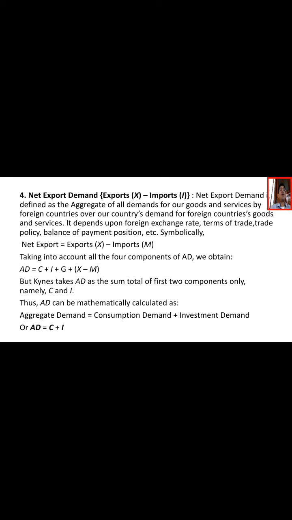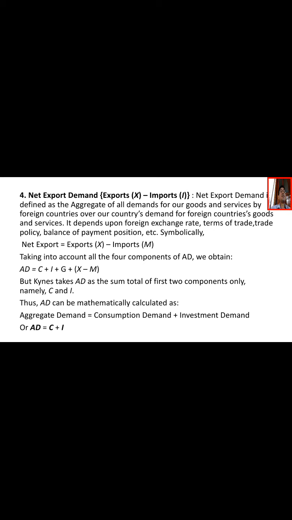Taking into account all the 4 components of AD, we obtain AD is equal to C plus I plus G plus X minus M. But Keynes takes AD as the sum total of the first 2 components only, consumption and investment. Keynes is the father of macroeconomics in the 20th century. Thus AD can mathematically be calculated as aggregate demand is equal to consumption demand plus investment demand. AD is equal to C plus I.